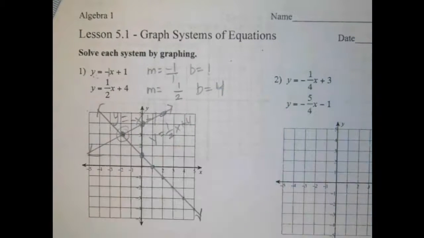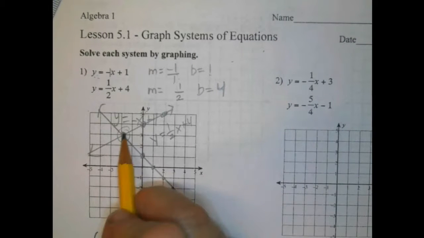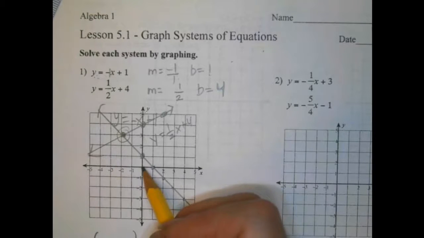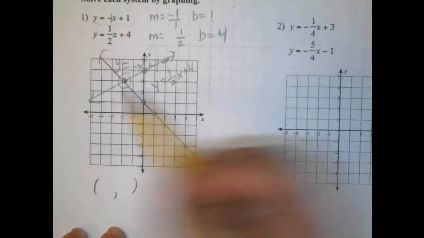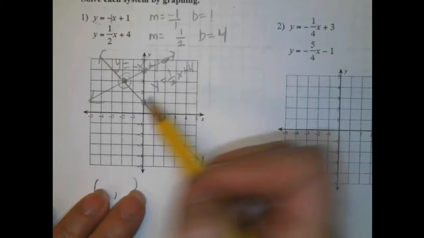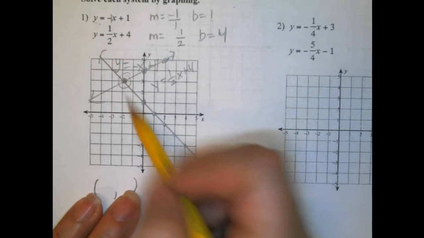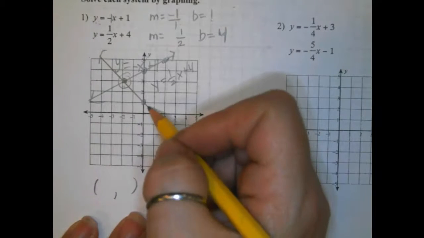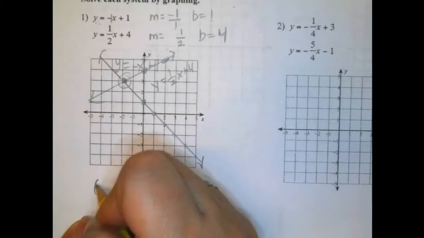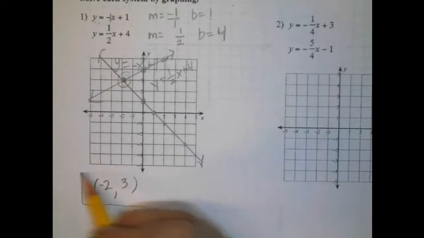So this here is where they intersect. I need to write that answer as an ordered pair. So what are the coordinates of this ordered pair? What are my X and Y values for that point? Okay, but X first, so what's my X? And then my Y is? Beautiful. Good job, Andrew. That's my solution.